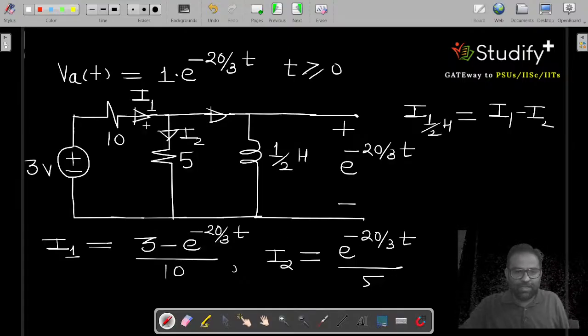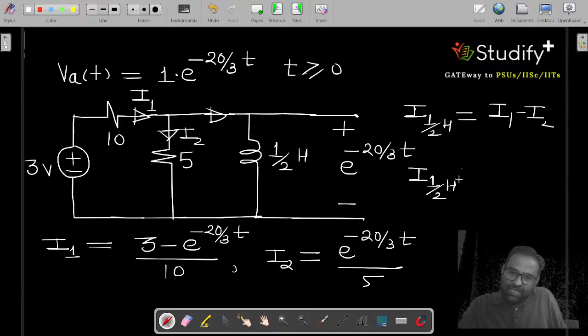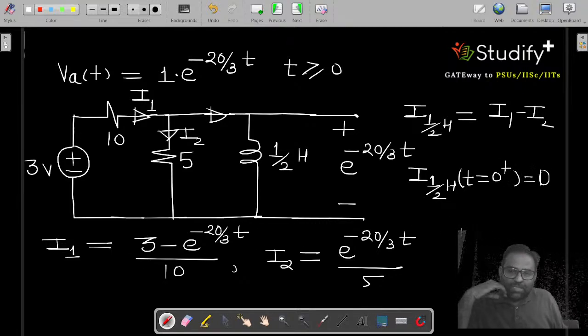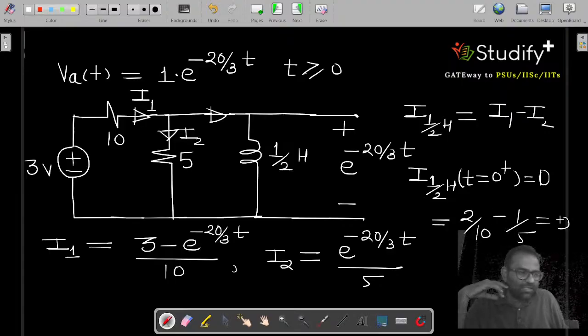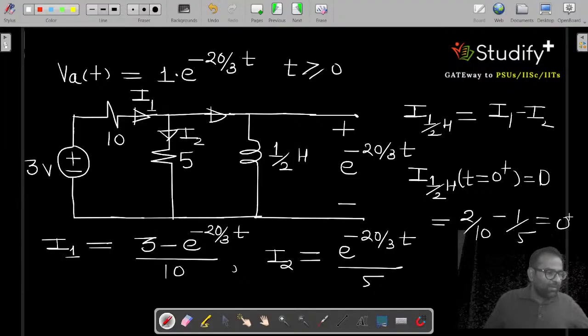So incoming current equal to outgoing current, because this equation must satisfy that the current in inductor at t equal to 0 plus must be 0. So I1 at 0 plus is 2 by 10. What is I2 at 0 plus? It is 1 by 5. So this difference is equivalent to 0. So you can verify from our equations that the total current going in the inductor is given by what?